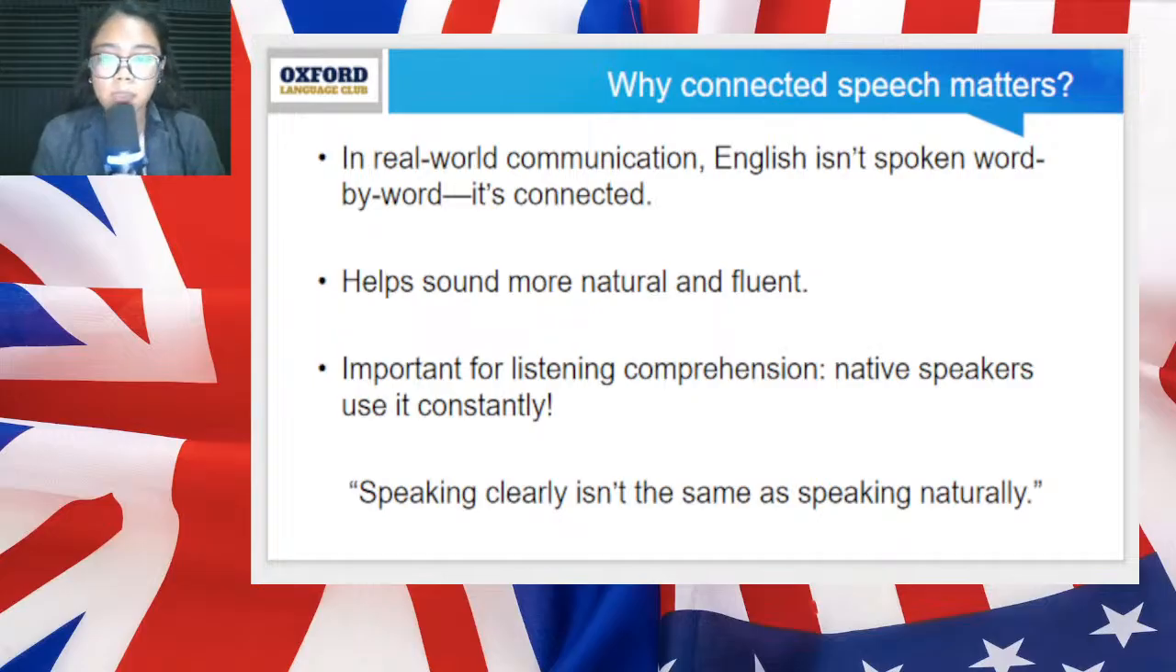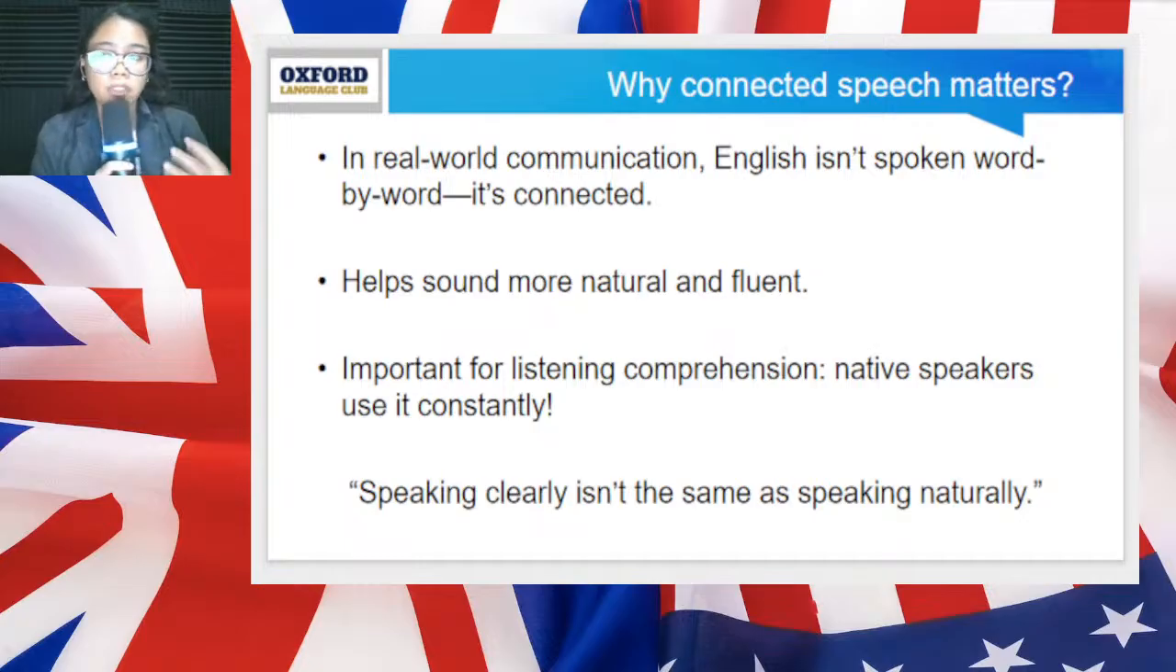Okay? Perhaps most importantly for many of you, connected speech is important for listening comprehension. Native speakers use it constantly. Now, this is a huge one. How many times have you felt frustrated listening to English, thinking, wow, they're speaking too fast, or I can't understand what they're saying? A significant part of that challenge often comes from connected speech. When "what are you going to do" sounds like "whatcha gonna do," or "I don't know" sounds like "I dunno." If you are expecting separate words, you will be lost.